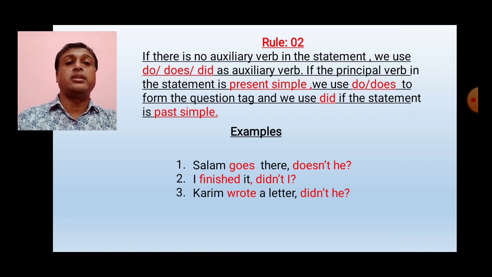Karim wrote a letter. Here wrote is principal verb and it is verb 2. So did is used here as the auxiliary verb, and this sentence is a positive statement, so not is used here, and Karim is noun, so the pronoun of Karim is he. So according to the structure, the answer of this statement is didn't he.